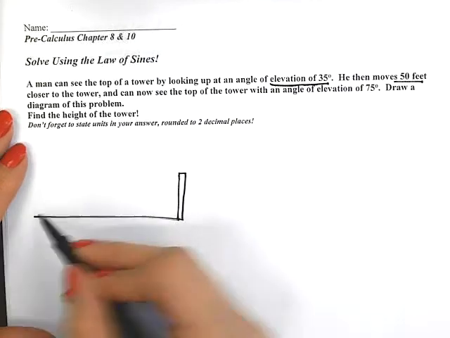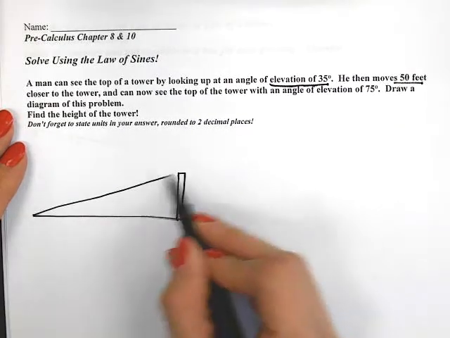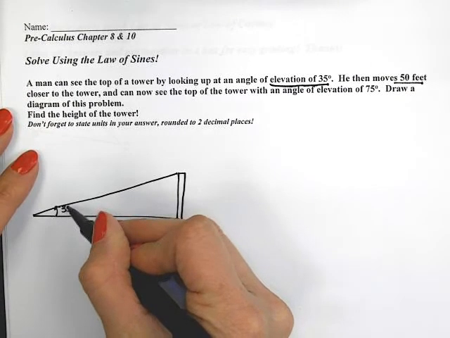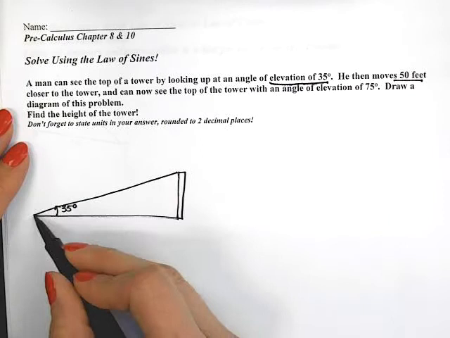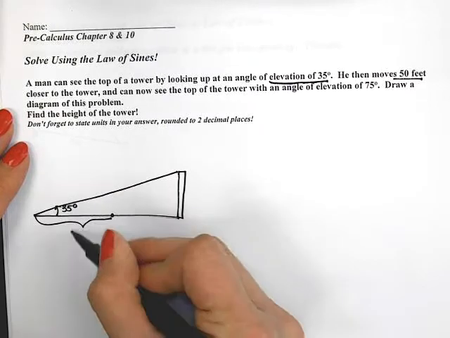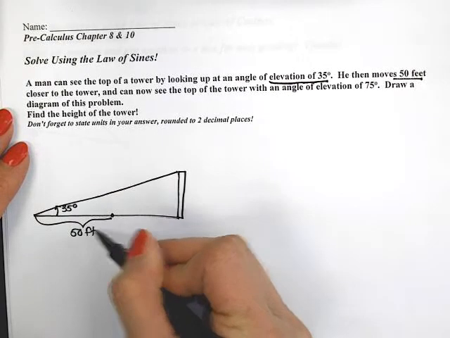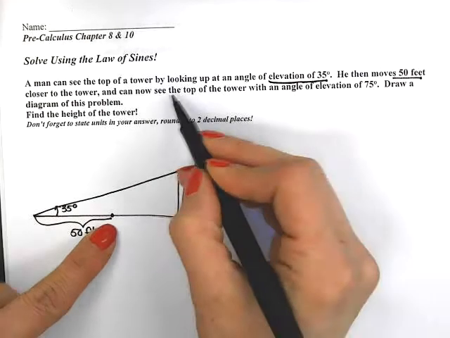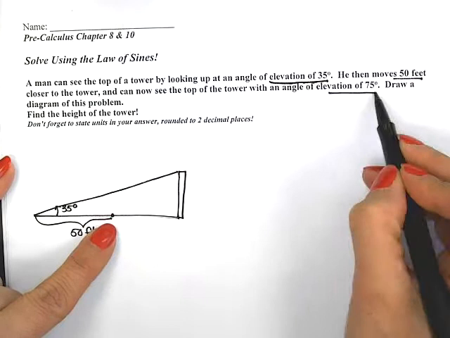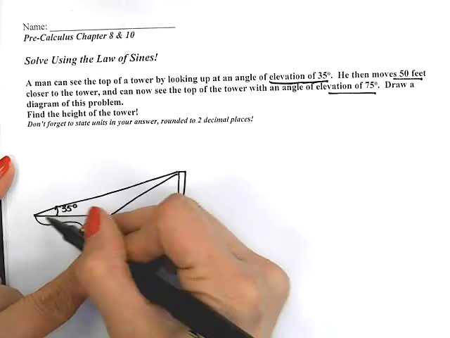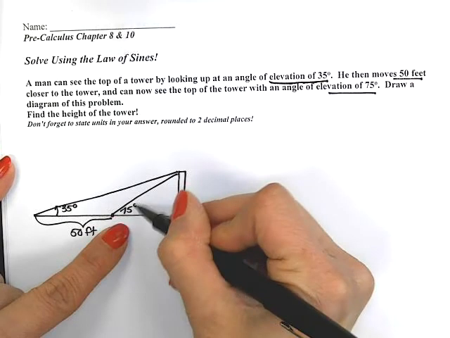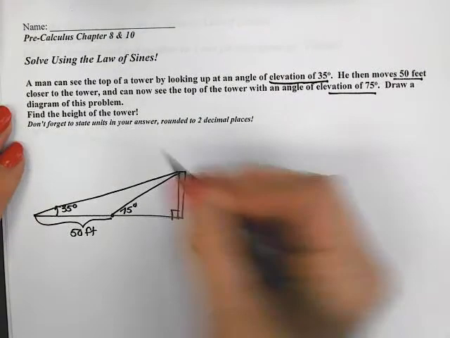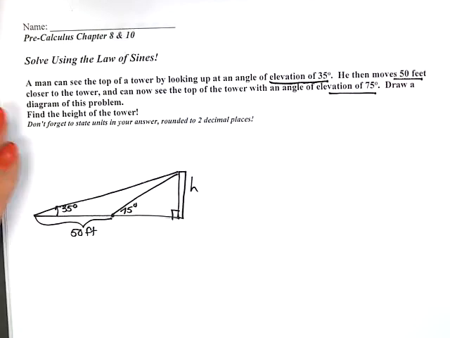Okay? So I'm going to say the man starts here and he looks up at the tower. And the angle of elevation is 35 degrees. And then this is where he ends up, and this distance is 50 feet closer. So now he's here, closer to the tower, and he could see the top of the tower with an angle of elevation of 75. That makes sense. As you go closer, this angle here is getting a little larger. Okay, draw a diagram, and our ultimate goal is to find the height of the tower.